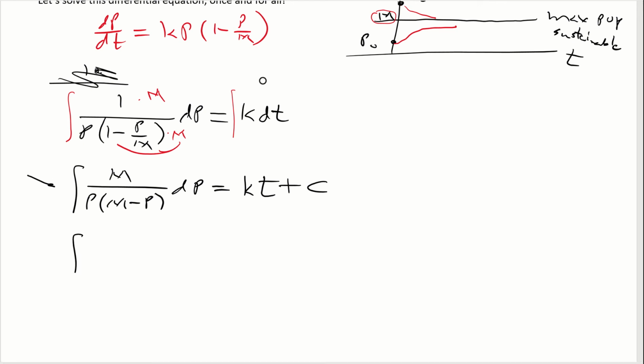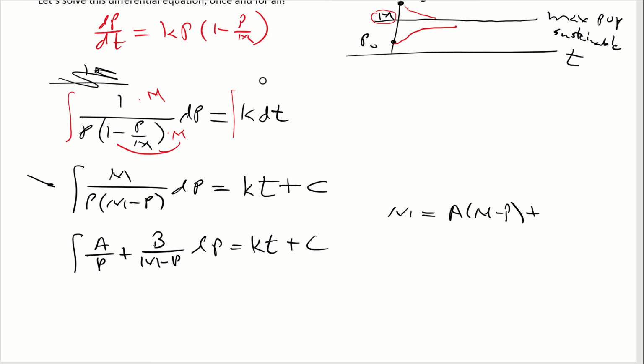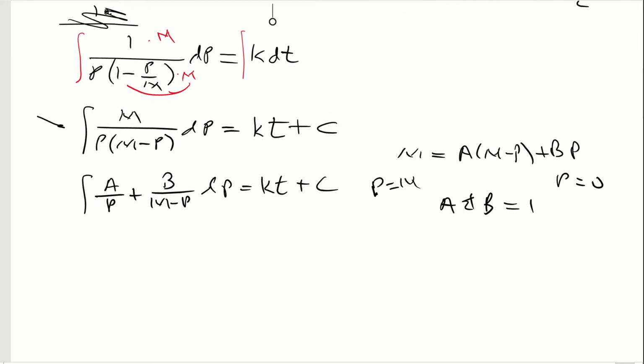So we would say that this side could be like, how about A over P plus B over M minus P dP. And it's a matter of finding the A and the B. You'd start off, when you clear fractions, M is equal to A times (M minus P) plus B times P. And I won't bore you with the details: let P equal M, let P equal 0. And you're going to find that A and B both equal 1. So a little work I'll cut out of that one. So we're looking at the integral of 1 over P plus 1 over M minus P dP.